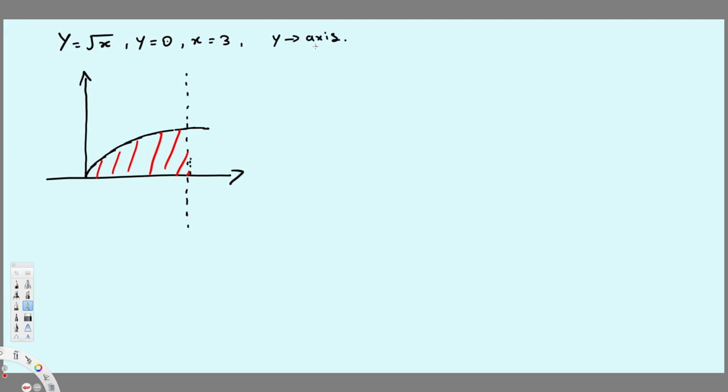And also they have mentioned this is rotating around the y-axis. If it's rotating around the y-axis, we need everything in terms of y. So since we have two curves, we have to use this formula: volume equals pi integral from c to d, because it's rotating around the y-axis, of outer radius squared minus inner radius squared, dy.